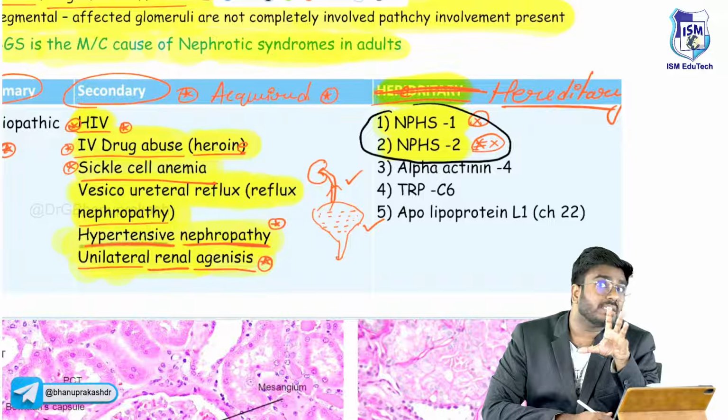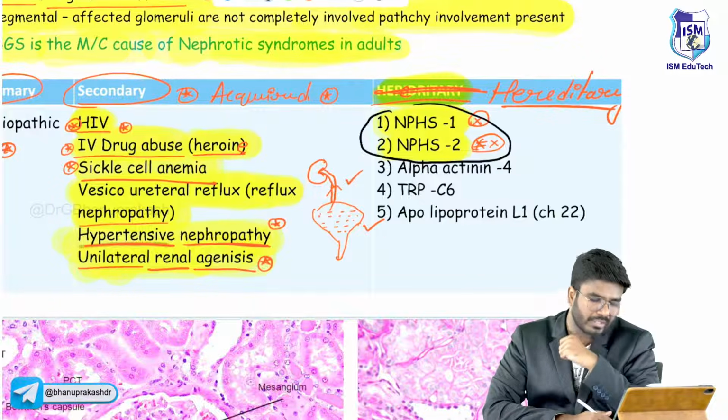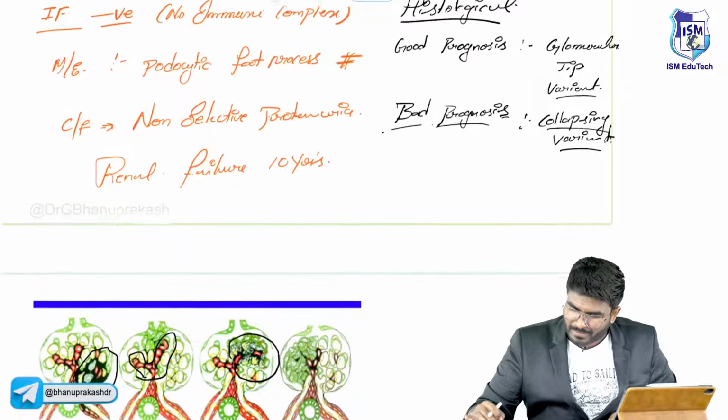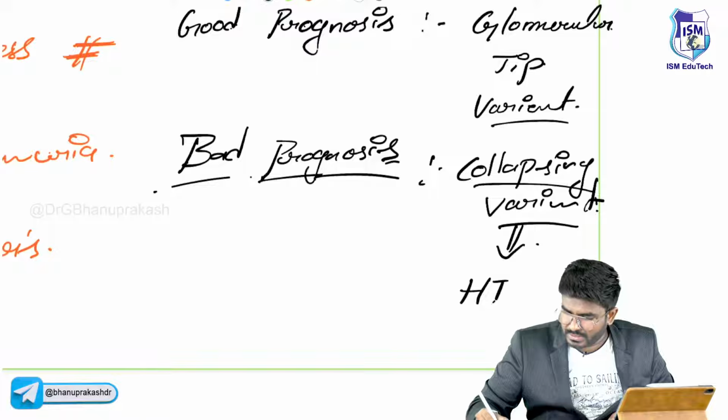Do you know? What do you think? What do you think is more dangerous out of all this? More dangerous conditions, sir. Everyone is fearing, feared of. What do you think? HIV. Yes, one more, you are right. So this bad prognosis is there for the collapsing variant, which is associated with HIV.